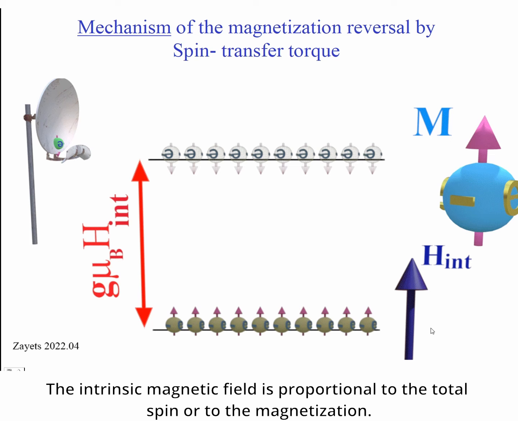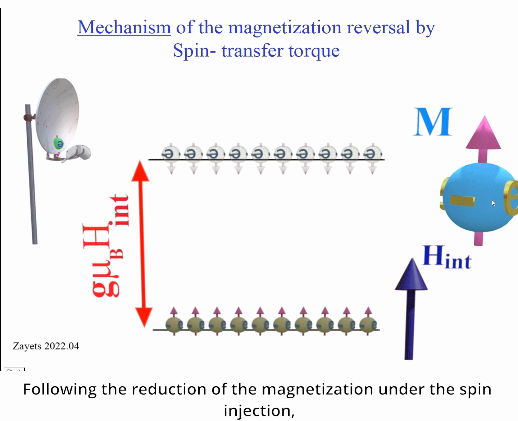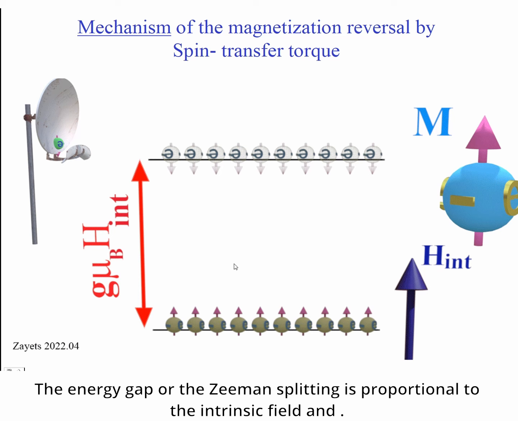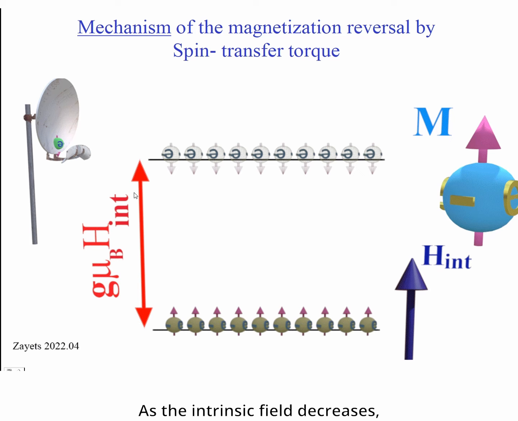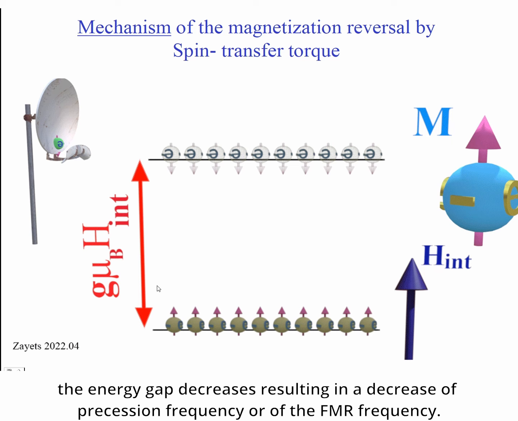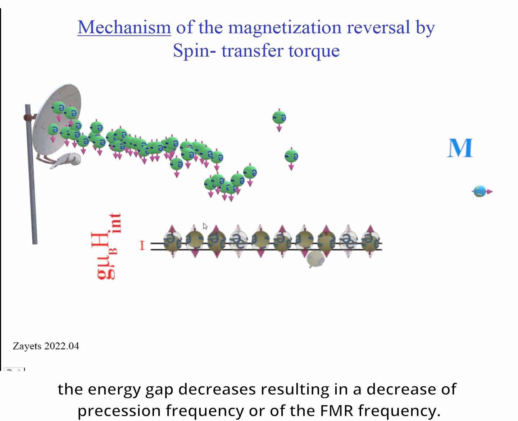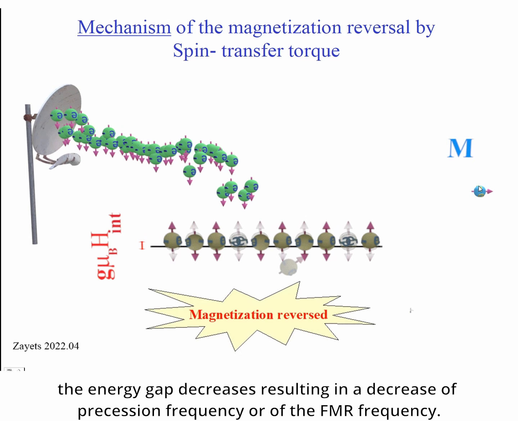The intrinsic magnetic field is proportional to the total spin, or to the magnetization. Following the reduction of the magnetization under spin injection, the intrinsic field is reduced as well. The energy gap, or Zeeman splitting, is proportional to the intrinsic field. And as the intrinsic field decreases, the energy gap decreases, resulting in a decrease of the precession frequency or the FMR frequency.